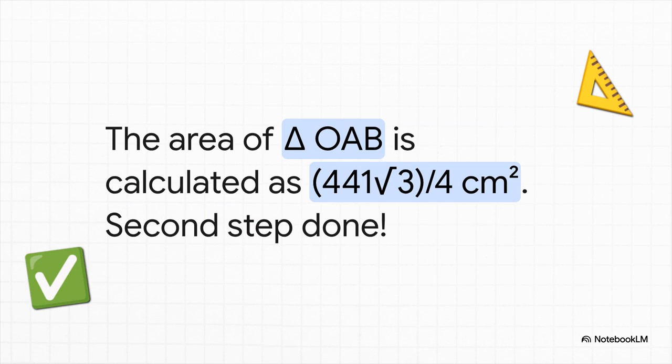Now for step 2, the area of that triangle. Now, this part uses a little bit of trigonometry to find the base and height. But for this quick revision, let's just use the value they calculated in the textbook, which is 441 times the square root of 3, all divided by 4. And just like that, step 2 is also finished.